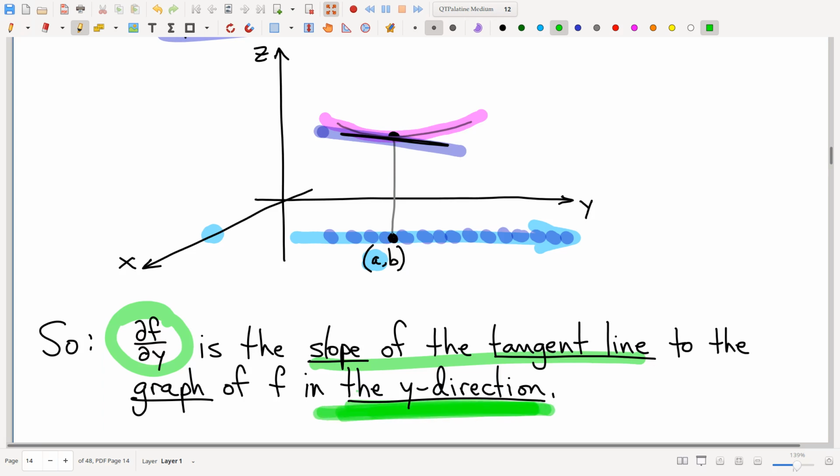There's a bunch of different directions through which you could take cross sections. The y partial gives you the slope when you take that cross section in the y direction. The other important asterisk here: this only makes any sense if you're looking specifically and only at the graph of that function. So this is calculus of graphs. It's got nothing to do with level sets.